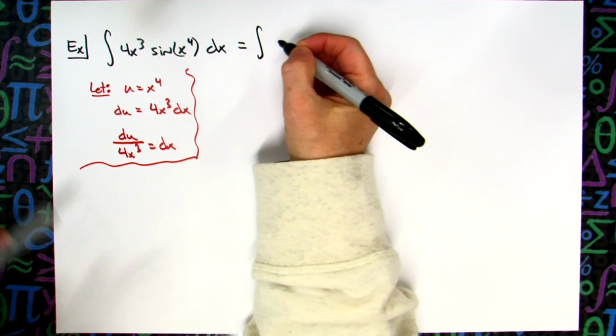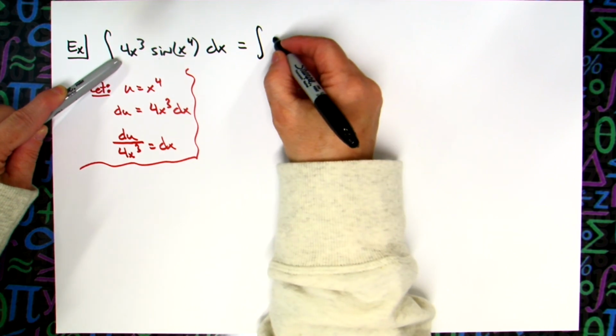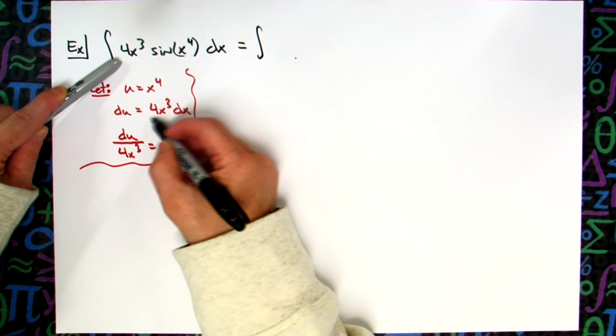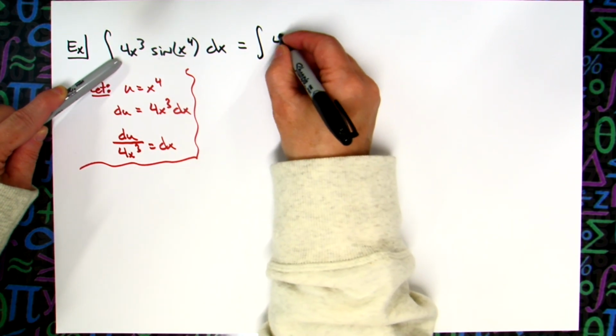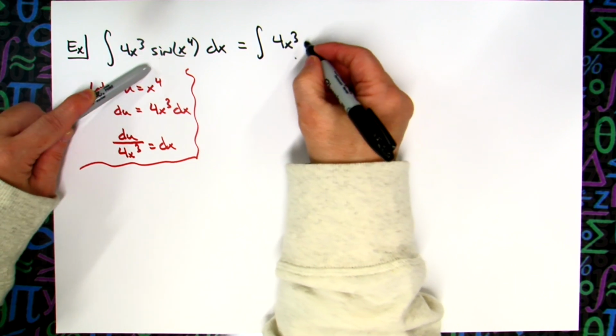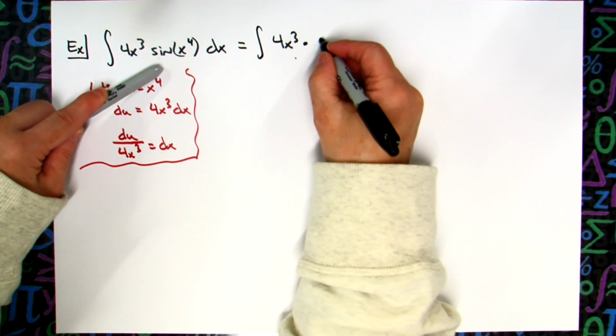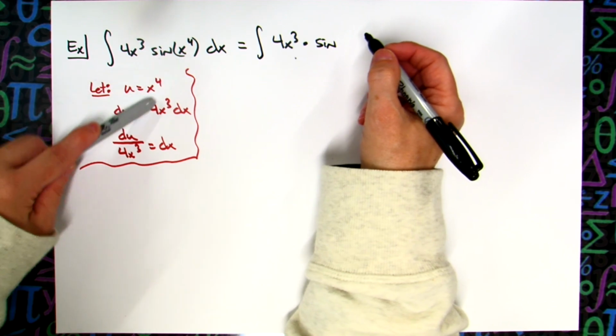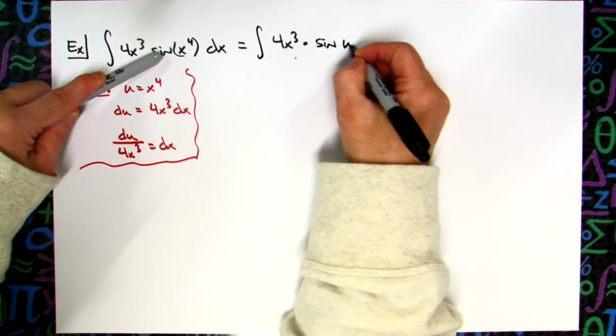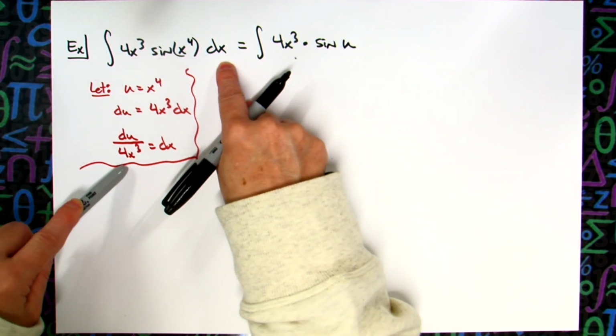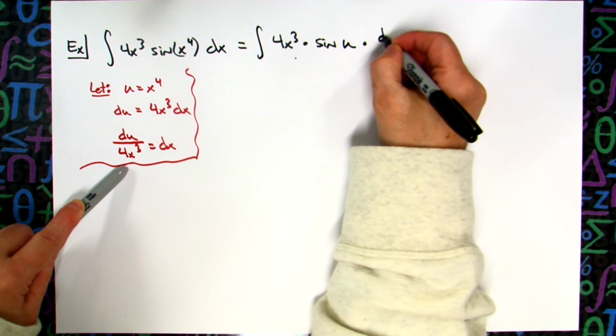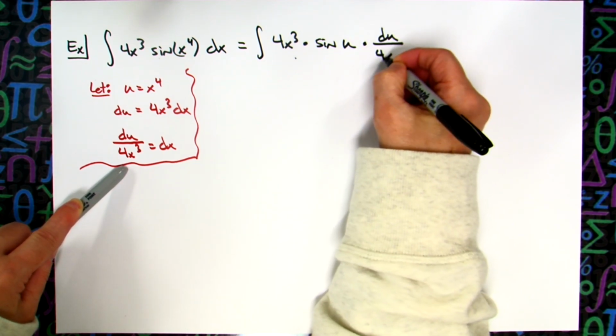We'll have the integral. I don't have anything to replace that 4x to the third, but that's okay because I see it right here. It's going to cross out. 4x to the third is going to stay put. The sine is going to stay put. I'm going to replace x to the fourth with a u. I'm going to replace dx with what it equals, so du, and then 4x to the third.